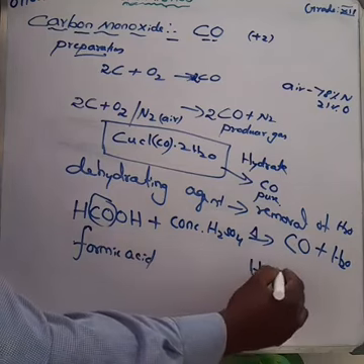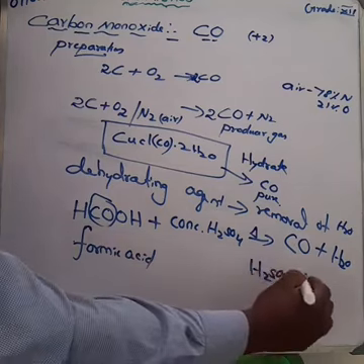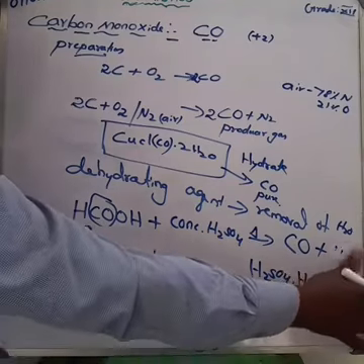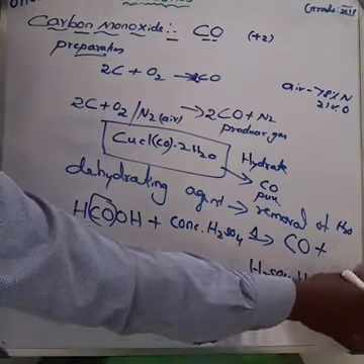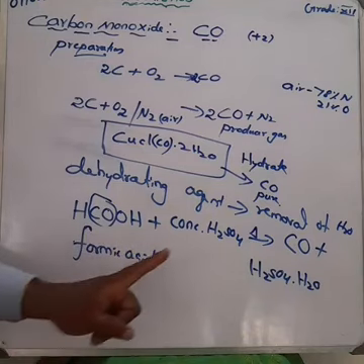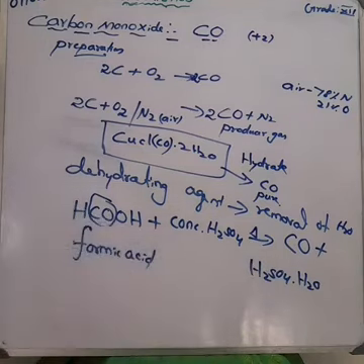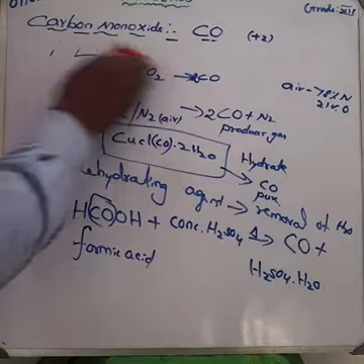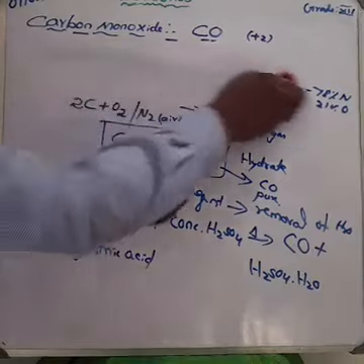Okay, so how can you write the equation? Formic acid, otherwise methanoic acid, reacts with sulfuric acid, and we get carbon monoxide plus sulfuric acid dot H2O. We have to discuss the properties of carbon monoxide.